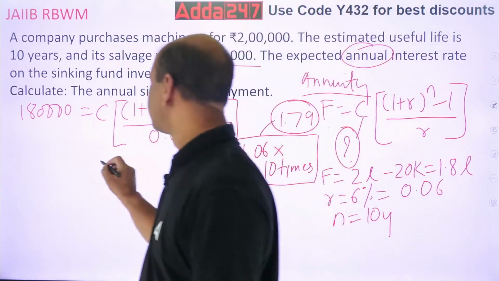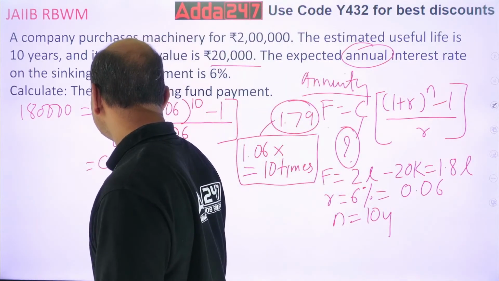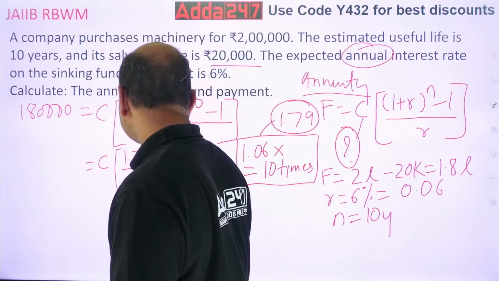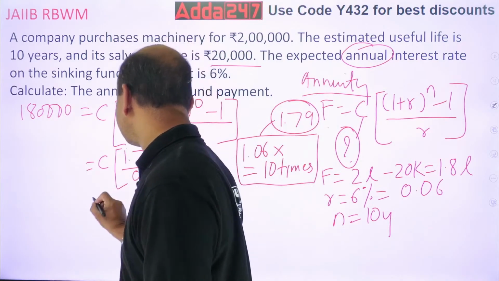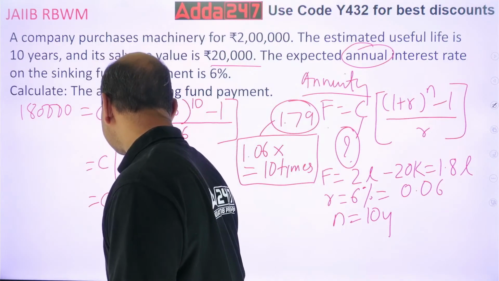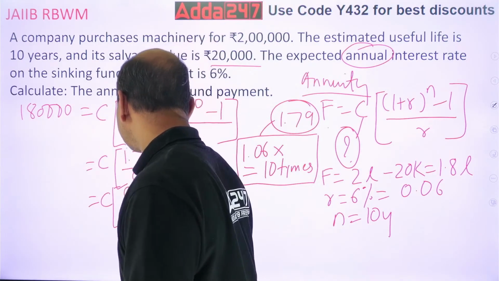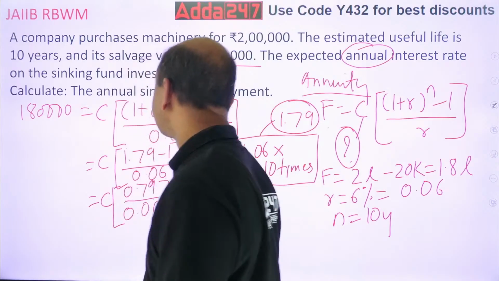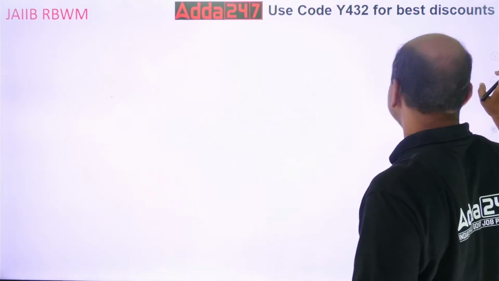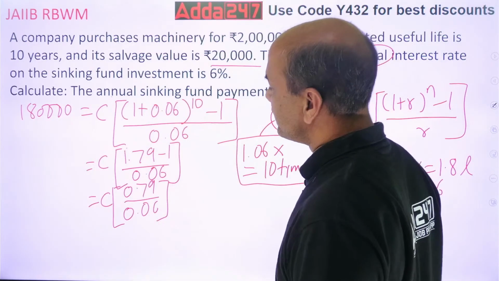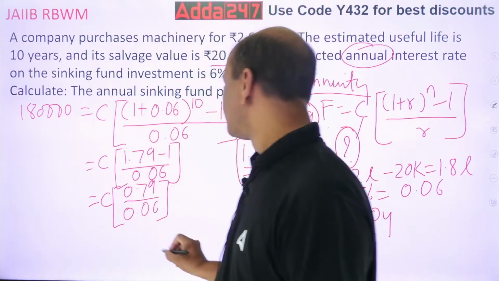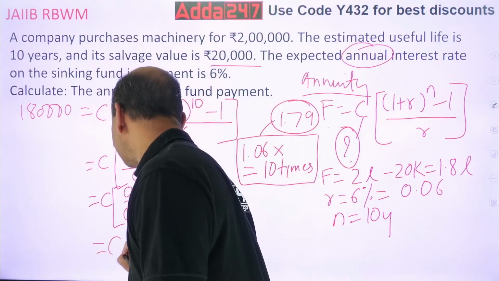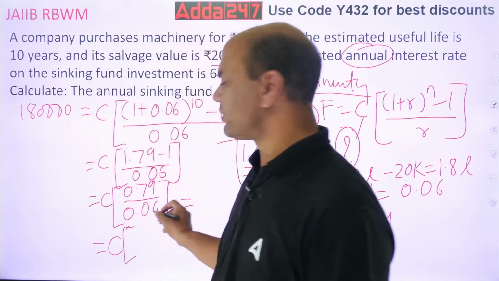So C into (1.79 minus 1) divided by 0.06. So that is equal to C into, now do this fast, 0.79 upon 0.06. Let me see if I have a next page. Blank slide, yeah, it's there. So do it over here. So what is the answer? C into, I'll write it here only, C into, now what is the answer for this? 0.79 upon 0.06.